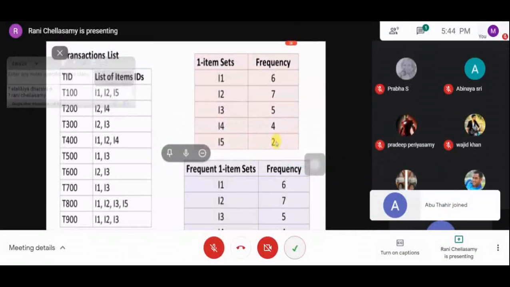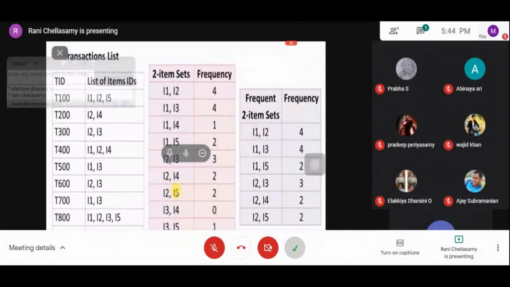Fine. Okay. Now find the frequency count of I1, I2 in the transaction list. So this is count number 1. Then here 2, 3, 4. So 4. Likewise, you have to find all the counts appearing in the transaction list. Next, what we have to do? You have to compare with the minimum support threshold value. Whether you are getting below 2, then you have to prune or remove it.